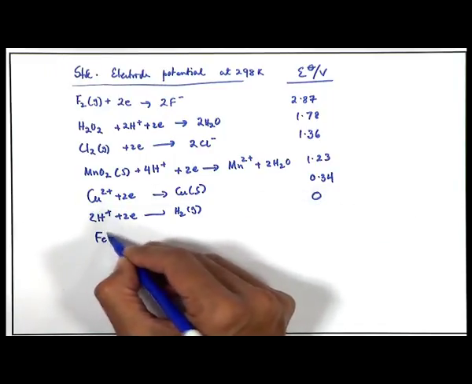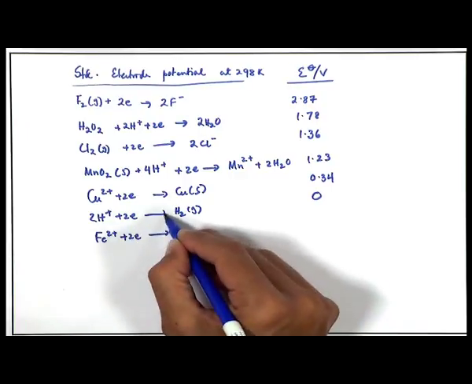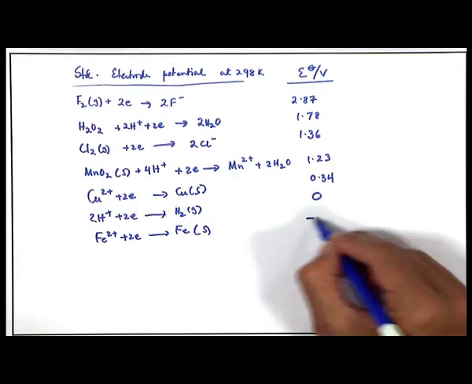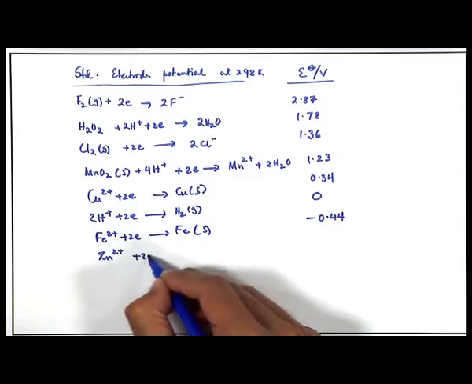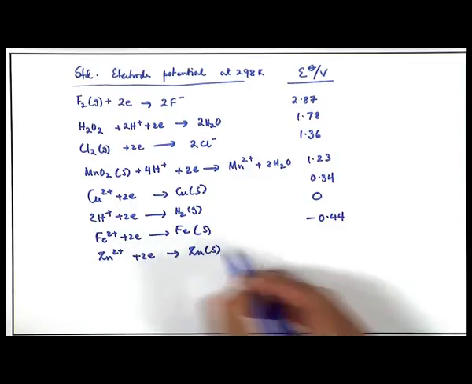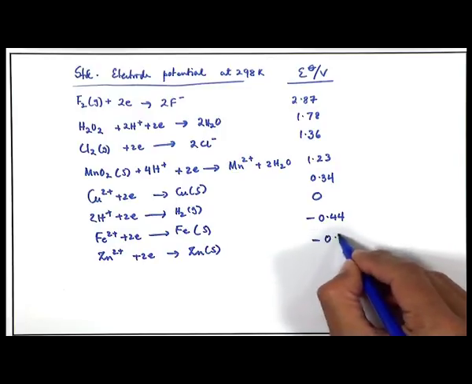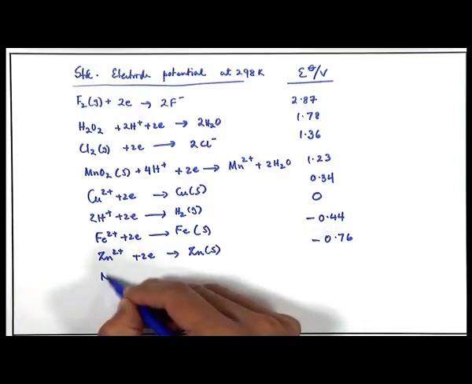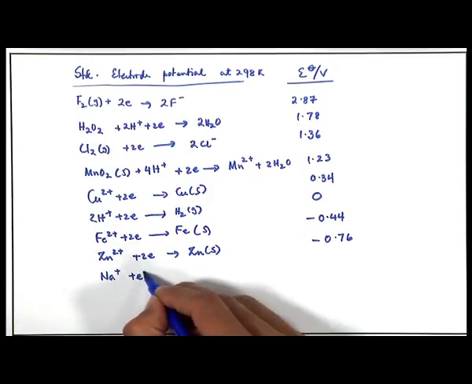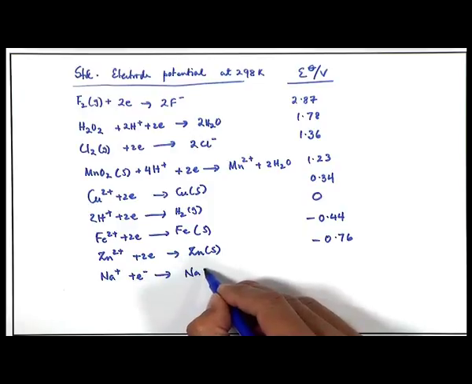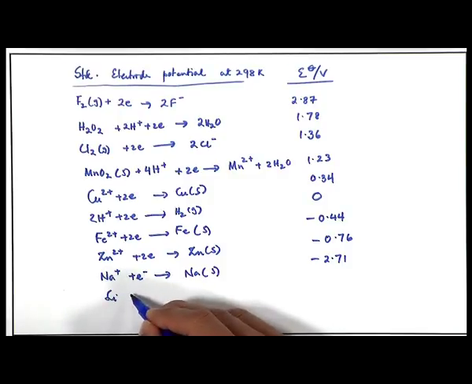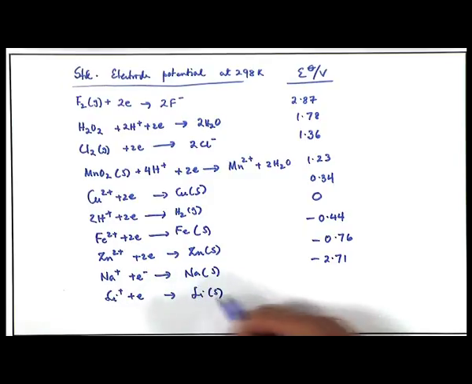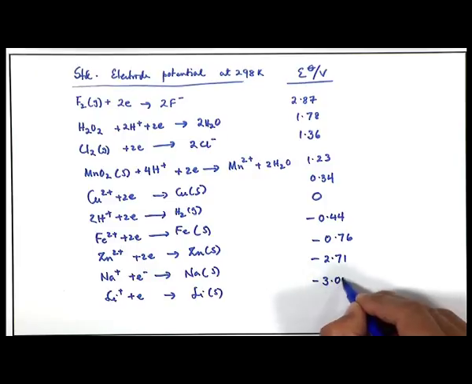Fe2 plus plus twice electron, Fe solid, it is minus 0.44 volt. Zinc 2 plus plus twice electron, that gets you zinc solid, it is minus 0.76. Sodium plus plus electron, that gets you Na solid, minus 2.71. Then lithium plus plus electron, that gets you lithium solid, it is minus 3.05 volt.